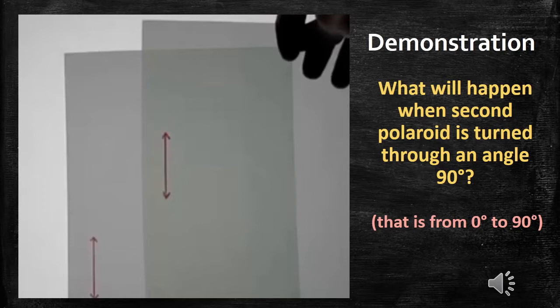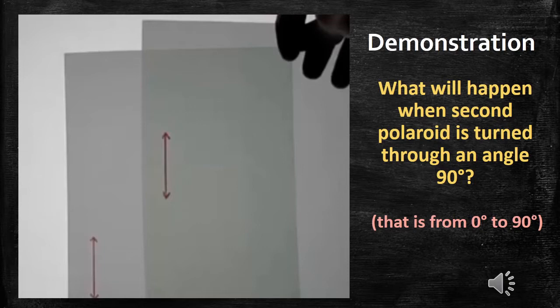Now I am going to rotate the second polaroid. You just observe how the intensity changes. When the second polaroid is rotated, what will happen? The angle between the two transmission axes will increase from 0 degree to 90 degree. Now the angle between the two transmission axes is 0 degree. When it is turned through an angle of 90 degree, the intensity of the light which comes out from the polaroid will be completely 0. You just observe it.